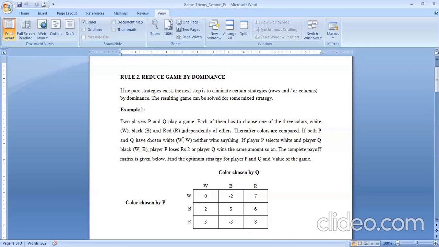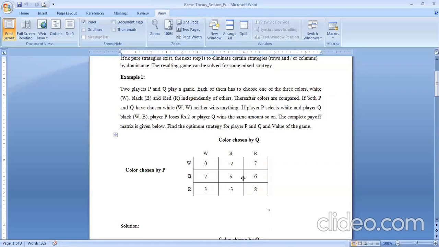Thereafter, the colors are compared. If both P and Q have chosen white, neither wins anything. If player P selects white and player Q black, then player P loses rupees 2 and player Q wins the same amount, and so on. The complete payoff matrix is given below. Find the optimum strategy for players P and Q and the value of the game. Here it is a 3 by 3 matrix.